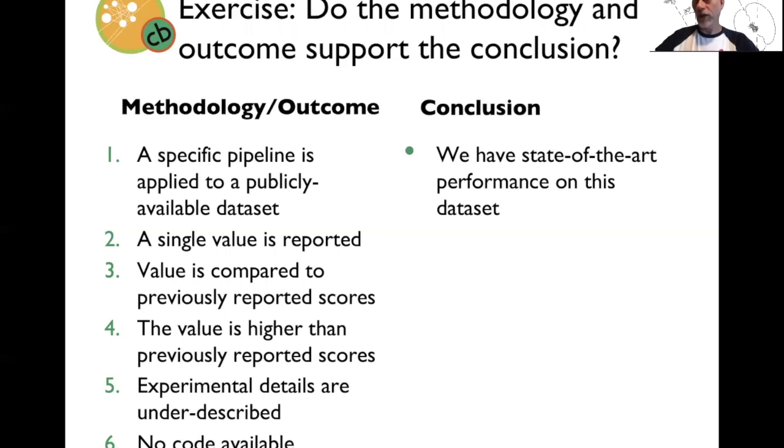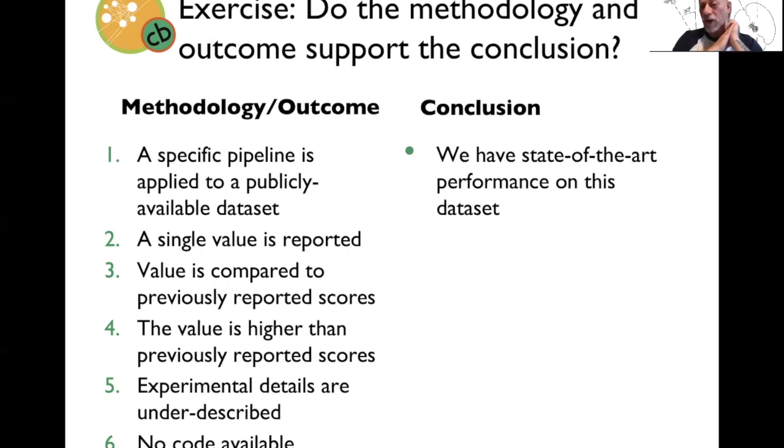Okay, cat vomit cleaned up. So let's talk about this now. So we have a specific pipeline that's applied to a publicly available data set. A single value is reported. That value is compared to previously reported scores, and the value is higher than the previously reported scores. Experimental details aren't really given, and there's no code available for this pipeline. The conclusion then is we have state-of-the-art performance on this data set.